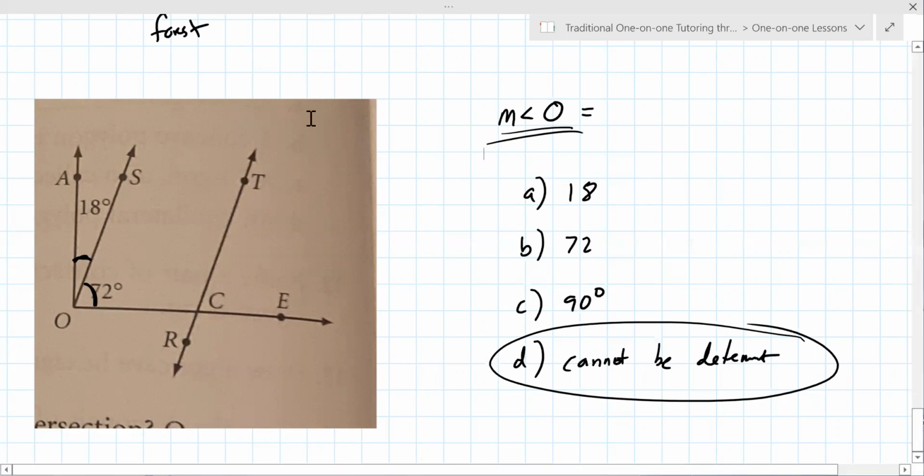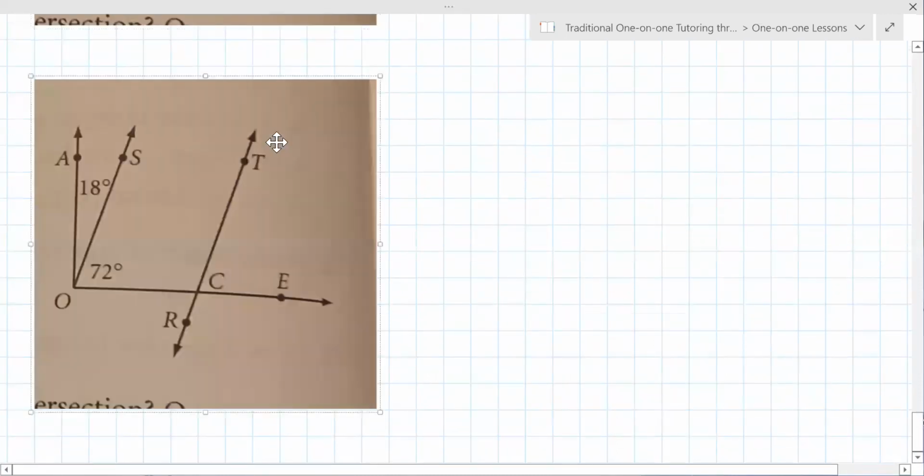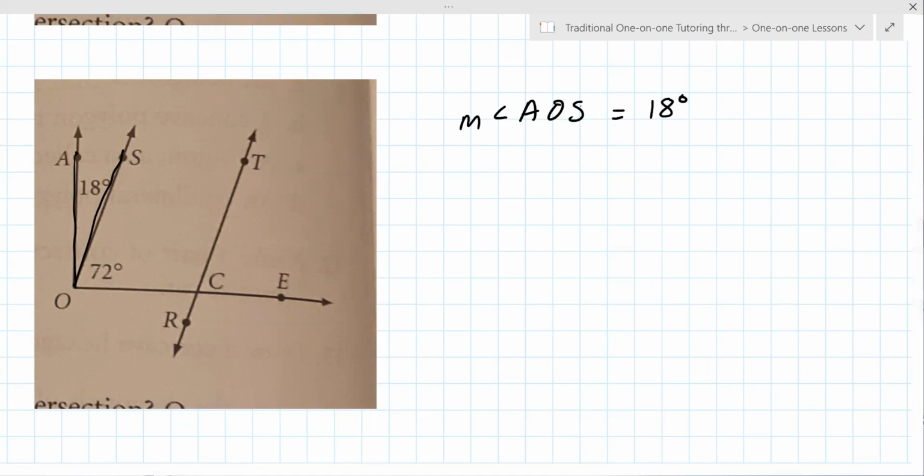Okay, so let me try it again here. I'm going to be much more clear about it this time. What is the measure of angle AOS? It's a path. You start at A, you go to O, and then you come back to S. A to O to S. A to O is 18 degrees. It's not A to O, it's A to O to S. The angle is AOS. That's really important. It's 3 letters. That's what I was trying to show you in the previous problem.